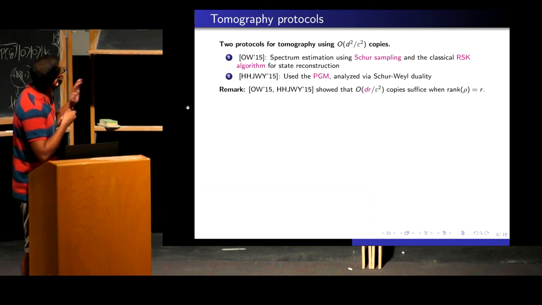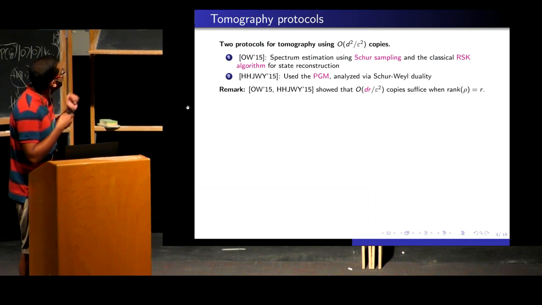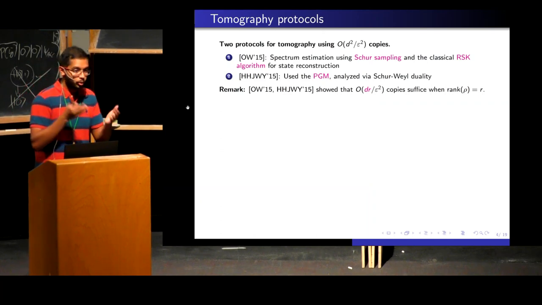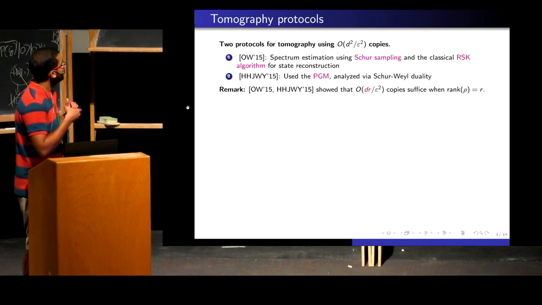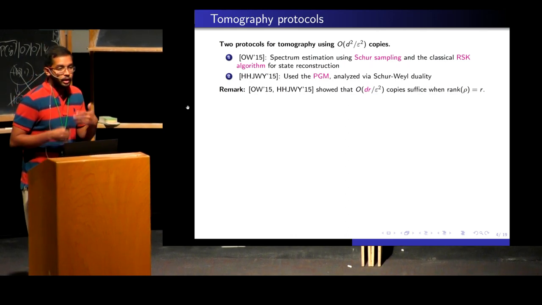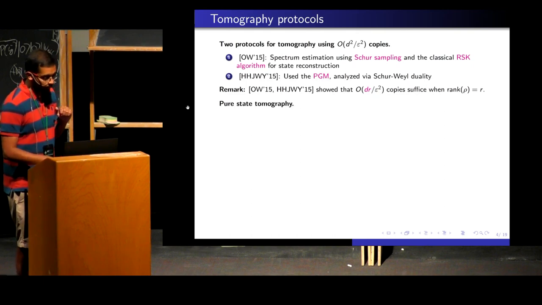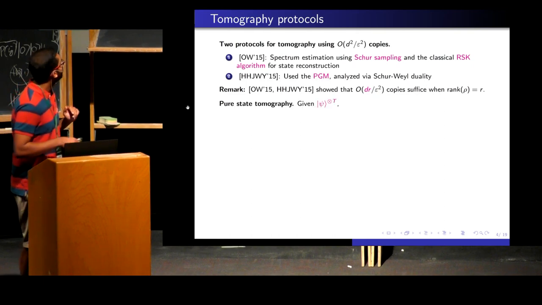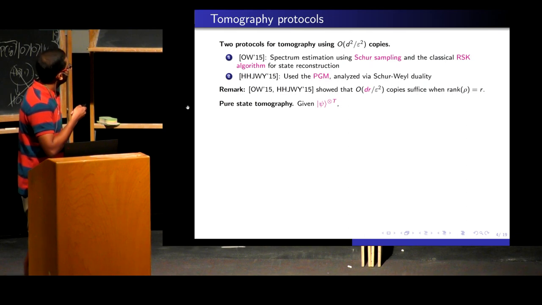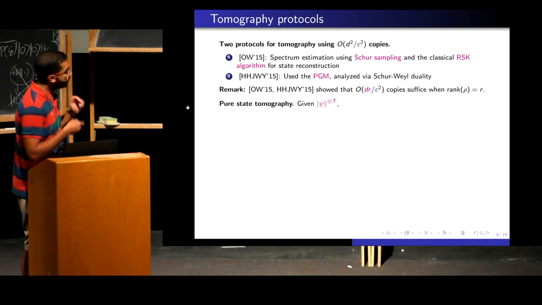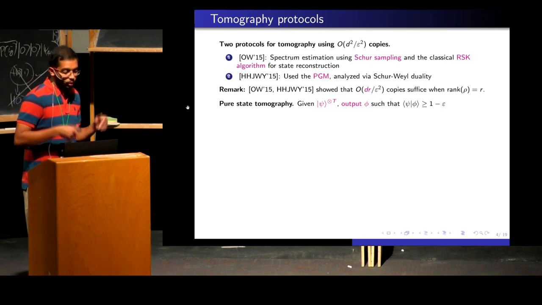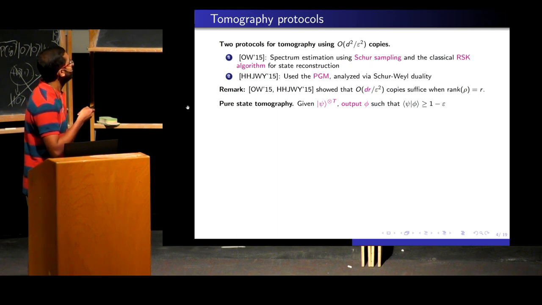So I don't think I completely understand these two algorithms well enough, but one thing I could maybe give you is a protocol idea. Let's just fix r to be one. So let's just look at pure state tomography, and talk about what's happening in the pure state tomography case. I give you t copies of an unknown quantum state psi, it's pure, and your goal is to produce a state phi such that psi and phi have fairly good overlap.